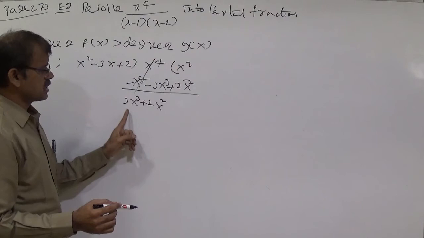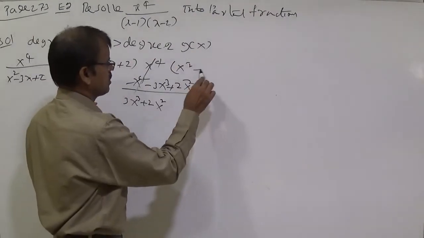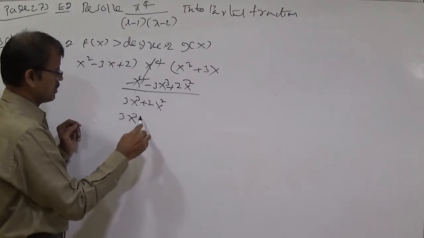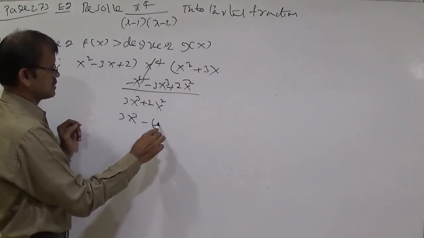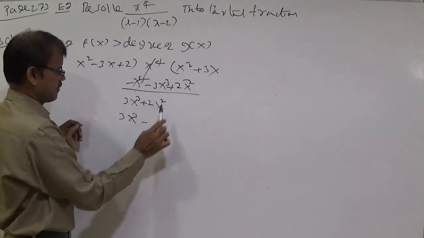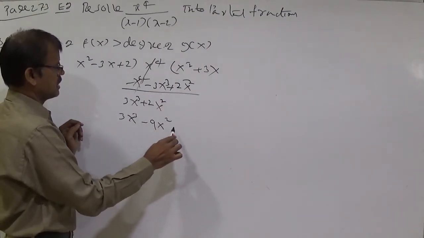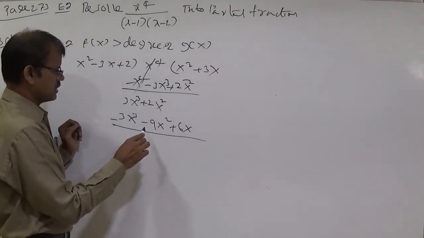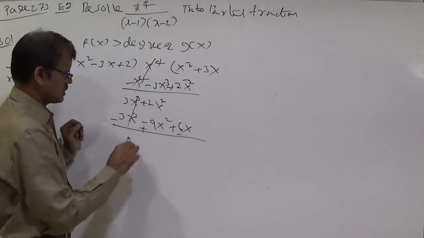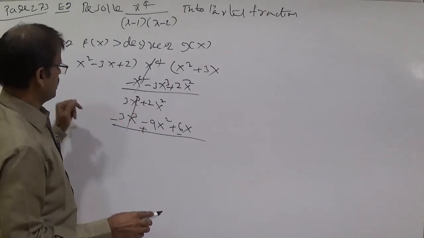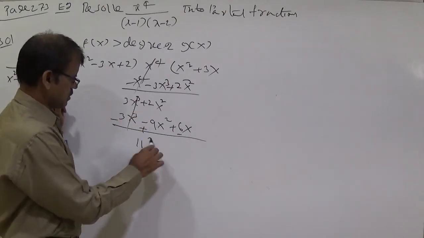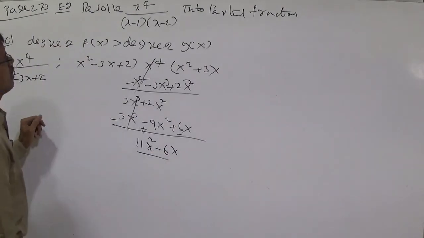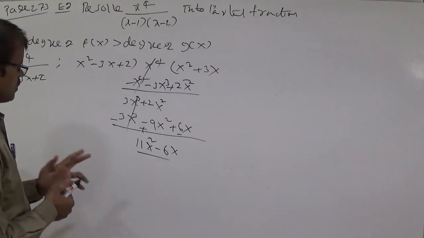Here x square is there and 3x cube is there. Put plus 3x here. You can write 3x cube, 3x cube minus 9x square. Minus 9x square plus 2, 3 twos are 6x. This is minus, this is plus, this is minus. Here 2 plus 9, 11x square. 11x square minus 6x.